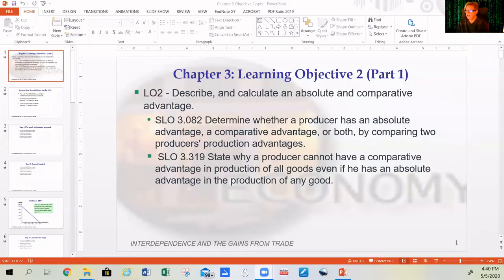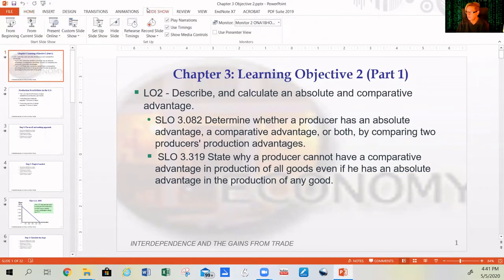Okay, so again, in this chapter, what we're doing is taking some of the work that we've done in the previous chapter and kind of propelling it into this one. So our learning objective here is we want to describe and calculate an absolute and comparative advantage. And we're going to be doing that really in part 2. But in part 1, I just wanted to revisit these problems and give you some practice as well. Okay, so let's go ahead and start the slideshow.